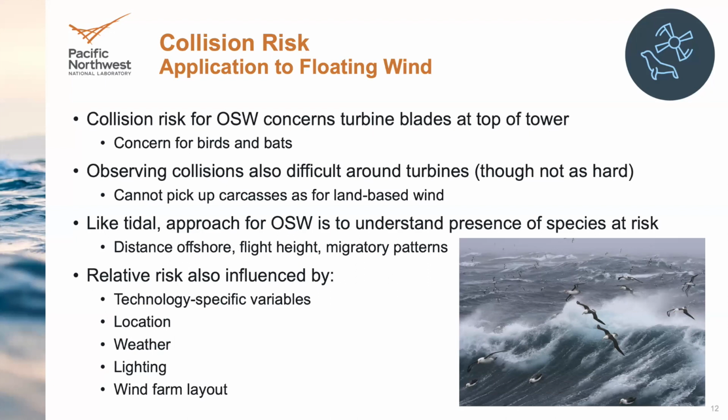It's very difficult to observe these collisions around turbines, though it's not as hard as trying to do it underwater. But of course, we can't fall back on the usual picking up dead carcasses, which is used to estimate collision on land-based wind. So part of the approach here for wind, and for tidal it's the same thing, is understanding which species at risk may be in the area and could therefore be harmed. And obviously some species are more equal than others. We tend to concentrate on those that are endangered, threatened, or have depleted populations.